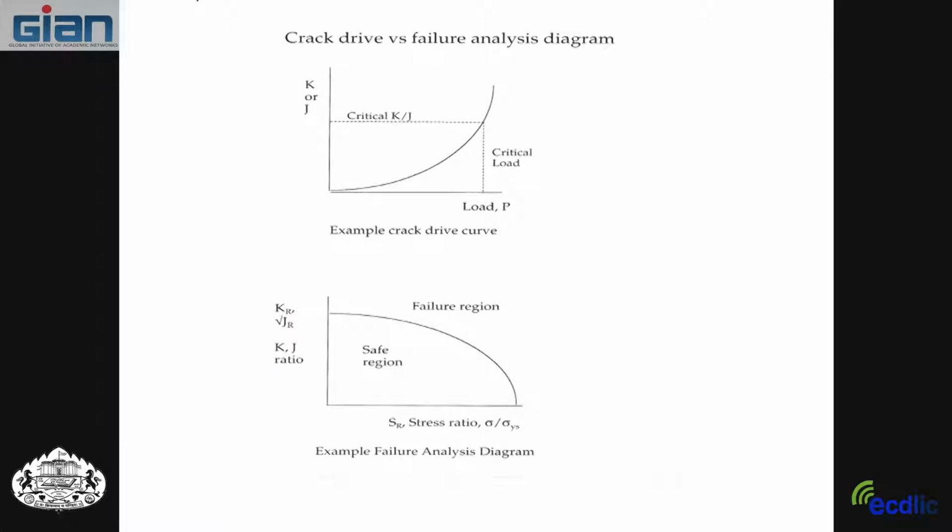And here's a schematic. In the crack drive based approach, you pick a parameter like load, and then you calculate the J or the K or whatever fracture parameter you're dealing with, and you make a curve of that parameter versus the load. And if you have a critical value of K or a critical value of J, you could pick off a critical value of load. Now, in order to do failure analysis types, you have to put this upside down.